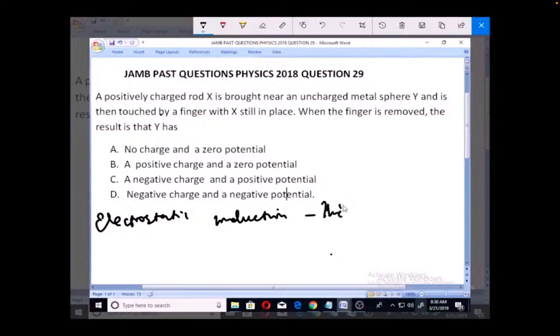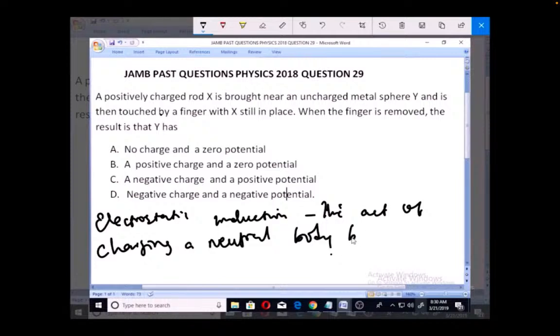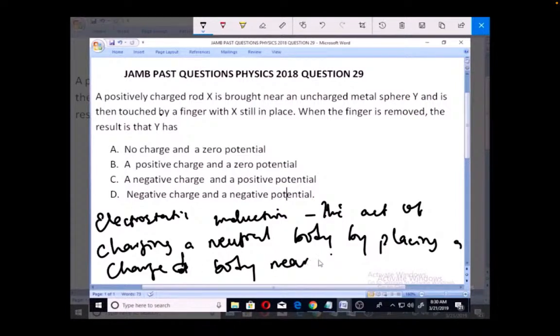And electrostatic induction is the act of charging a neutral body by placing a charged body near it. So when you charge a neutral body by placing a charged body near it, we call it electrostatic induction.